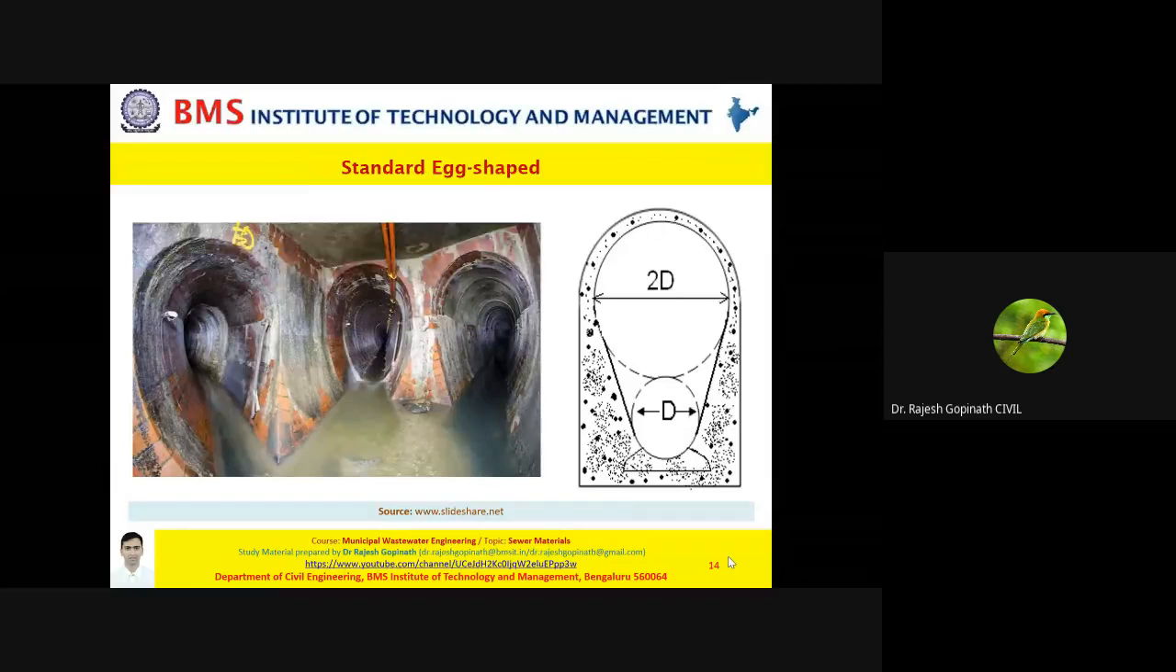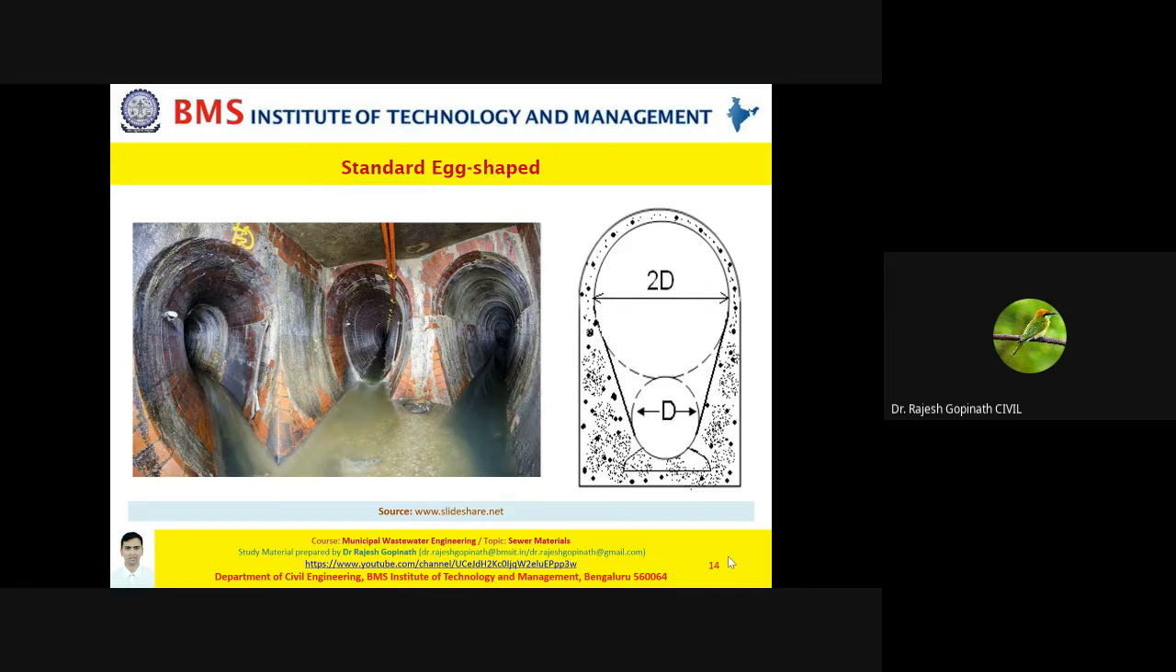Now, typically sewers are more or less generally circular pipes, and these are laid below the ground level, wherein we take advantage of gravity, so we slope them continuously downwards towards the outfall. That is, we try to take advantage of the wastewater flowing with gravity.